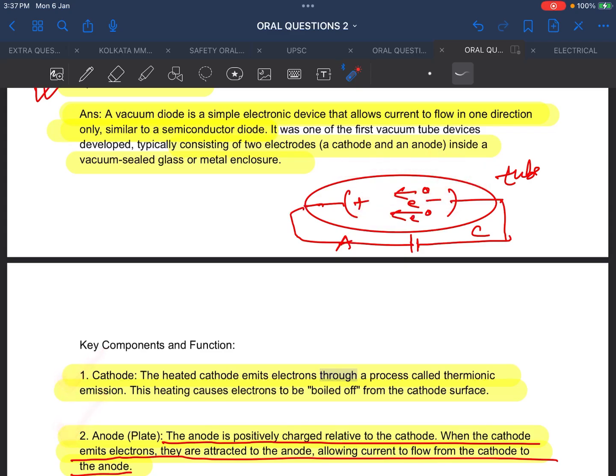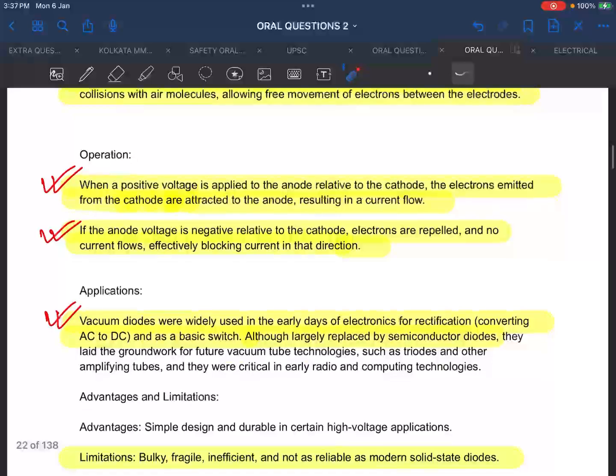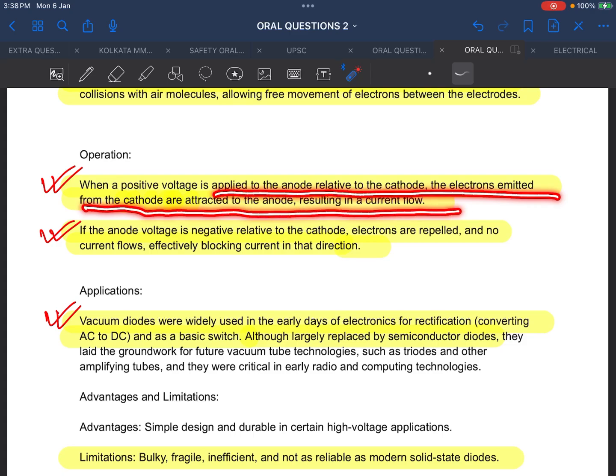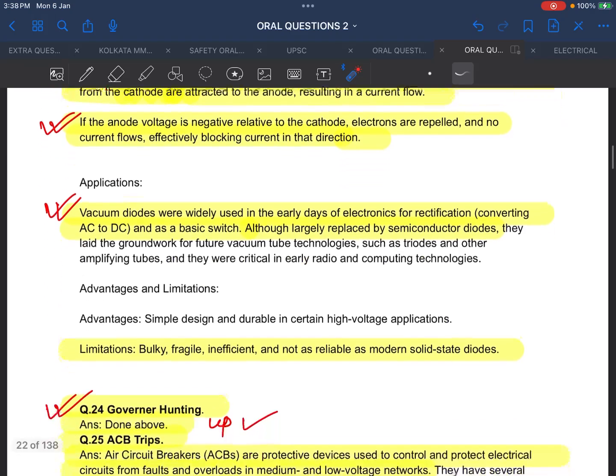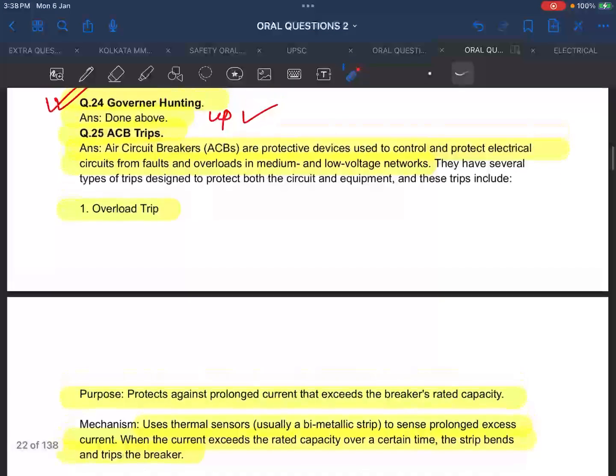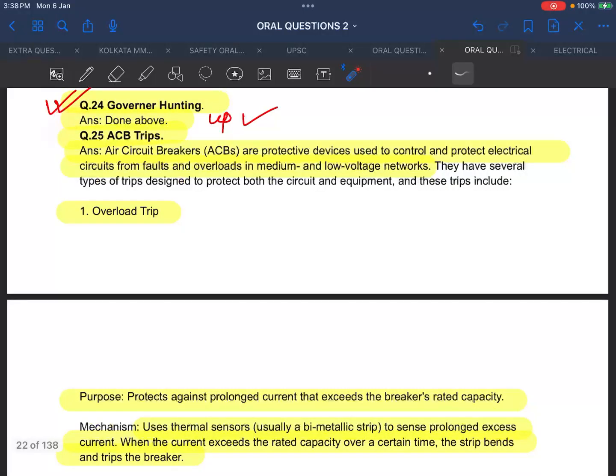So you already know about the vacuum diode. It is a simple electronic device that allows current to flow in one direction, similar to a semiconductor device. Whenever positive voltage is applied to the anode relative to the cathode, the electrons emitted from the cathode are attracted to the anode, resulting in current flow. Understand? So governor hunting I have already done before.